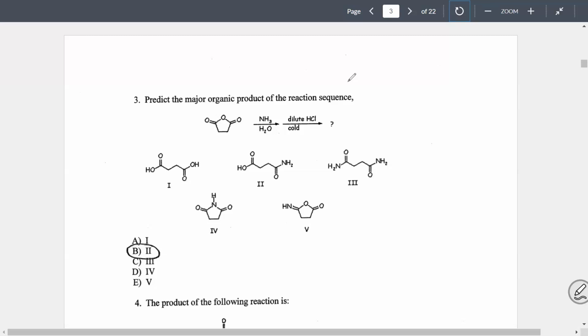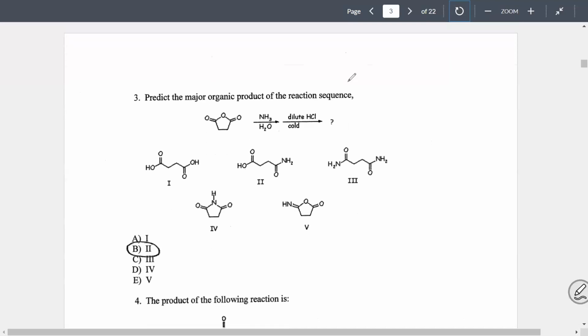So lactones, remember, they're cyclic esters. Lactams, cyclic amides. In this case, this one, what is it? What functional group is it? It's an acidic anhydride, so we don't have a special name for that. If it was an ester, then yes, it would be a lactone.